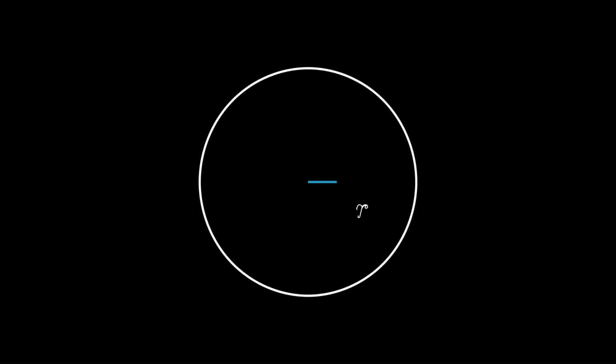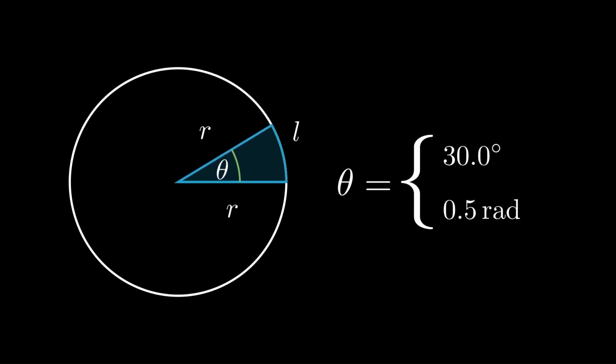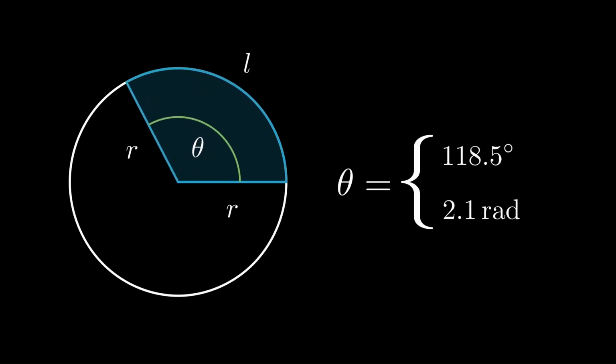Let's look at a circle with radius r. Creating a sector, we have the two sides of length r, the arc length L, and the angle theta. A radian, similar to a degree, is a unit of measurement for angles. As the angle changes, the value of degrees and radians, which describe that angle, also change.